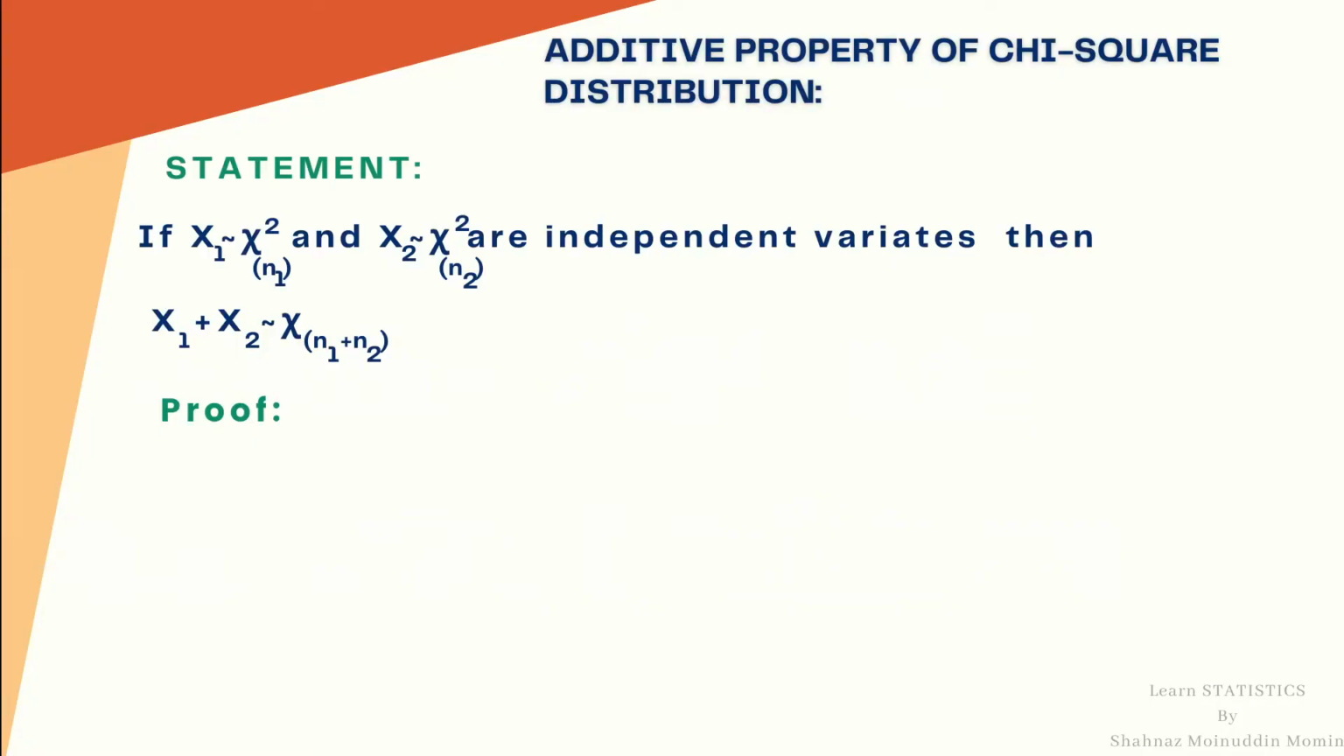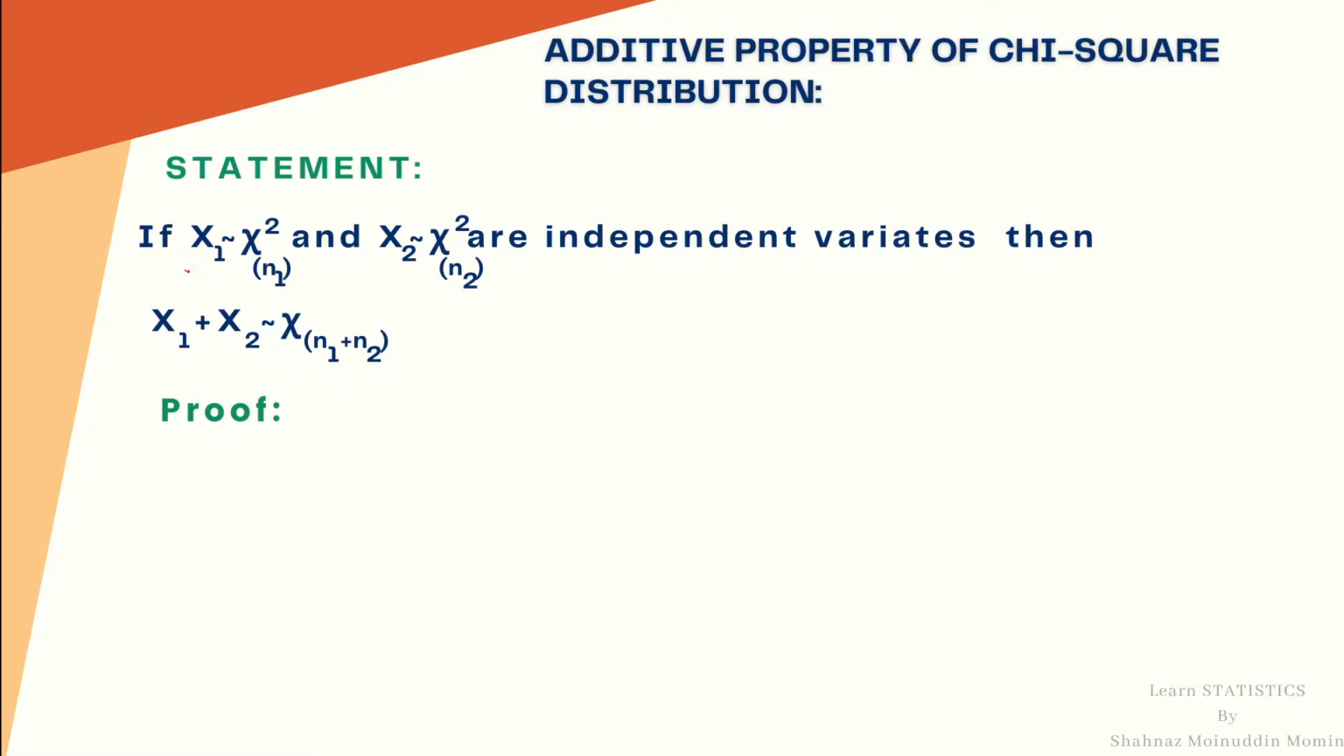Additive property means if we have two independent random variables having a certain distribution and if we add them, then the distribution of their addition is also the same as the distribution of the respective individual random variables. This property is known as additive property. We will see the additive property for the chi-square distribution. For that, we shall take a statement.